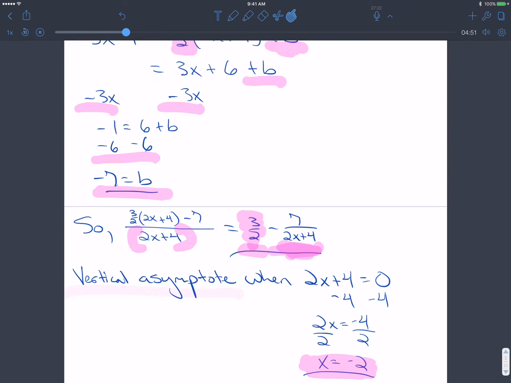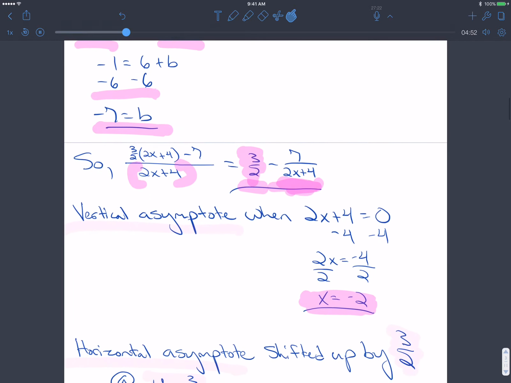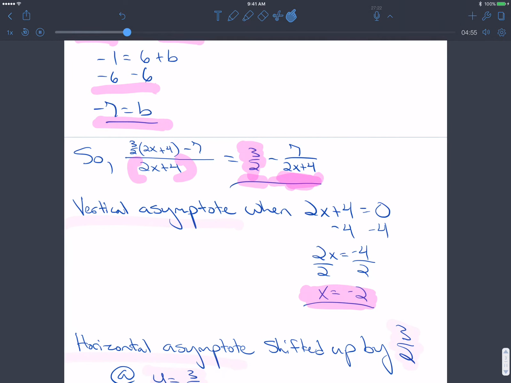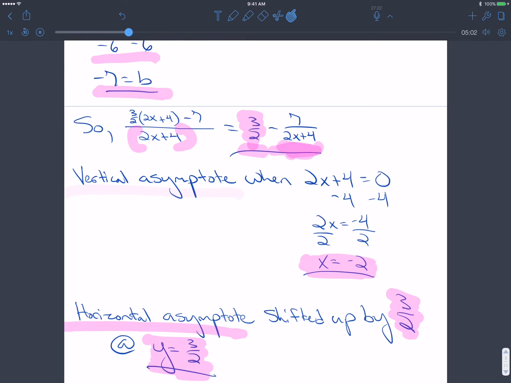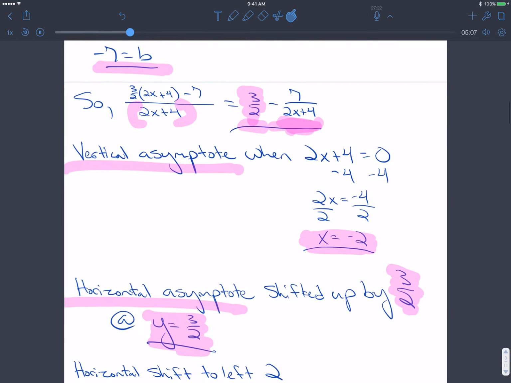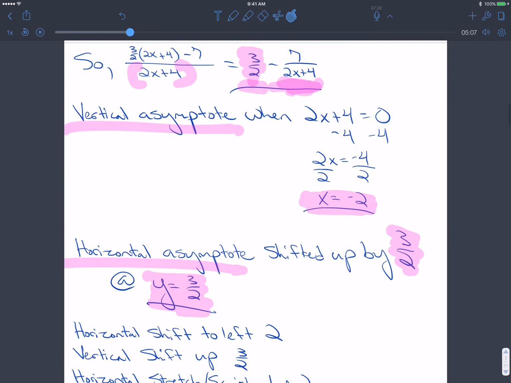The horizontal asymptote, as I mentioned, is the vertical shift. And so since it shifted up by 3/2, then there's a horizontal asymptote when y equals 3/2. Okay, so we have a vertical asymptote and a horizontal asymptote sorted out. Horizontal shift to the left by 2 is what that results in, and a vertical shift up by 3/2. Those transformations are causing the vertical asymptote to move to -2 and the horizontal asymptote to move up to 3/2.